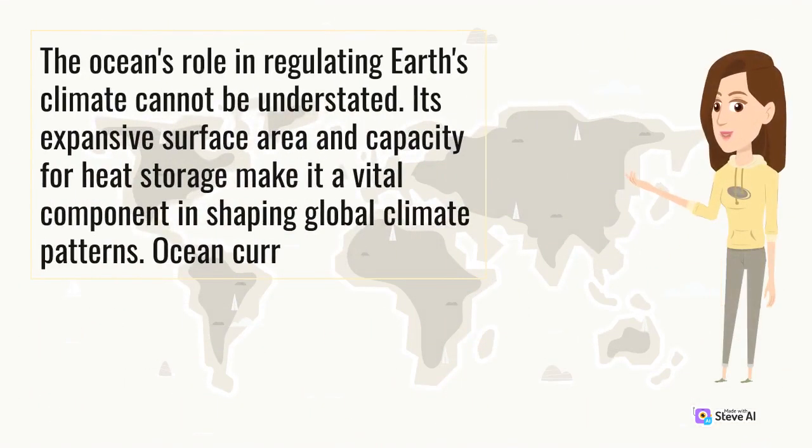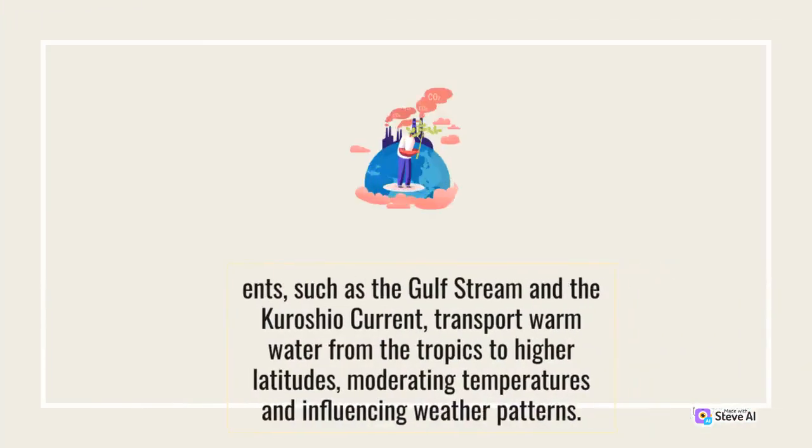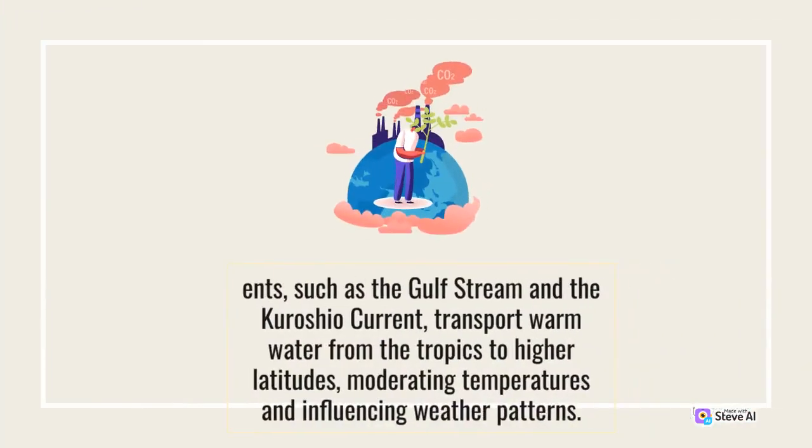The ocean's role in regulating Earth's climate cannot be understated. Its expansive surface area and capacity for heat storage make it a vital component in shaping global climate patterns. Ocean currents, such as the Gulf Stream and the Kuroshio Current, transport warm water from the tropics to higher latitudes, moderating temperatures and influencing weather patterns.